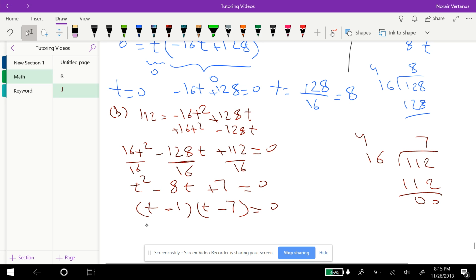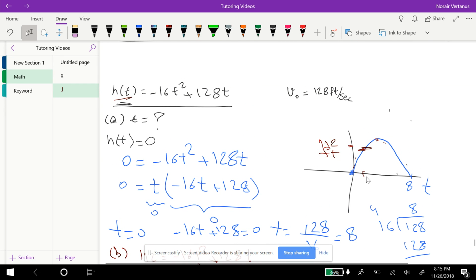And then either this is equal to 0 or that is equal to 0, because the product of these two is equal to 0. So one of them is t equal to 1. If you solve out, the other one is t equal to 7. So two answers. T equal to 1 and 7 means after 1 second and after 7 seconds, it's going to reach that 112 feet above ground altitude. So that was part B.